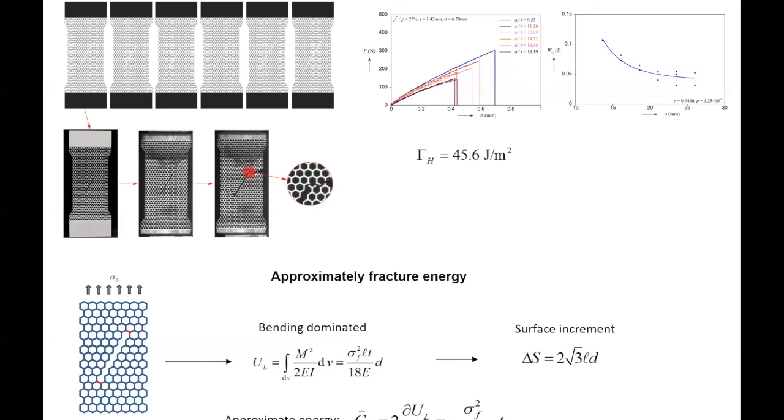So now what we measure is the fracture energy for the honeycomb, and it's almost 1/3 the one of the triangular lattice, which does make sense, right? The bending dominated should be less tough than the stretch dominated. So we were happy with that result.